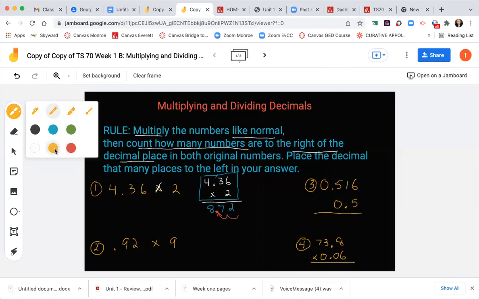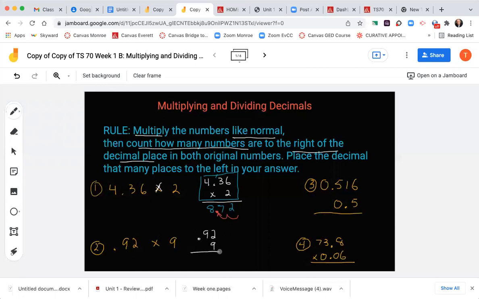Let's take the problem 0.92 times 9. Again, I just wrote the problem out like normal. I'm not worried about where decimals go yet. Then I'm going to do 9 times 2. Okay, 9 times 2 is 18. So put the 8 here, put the 1 up here. 9 times 9 is 81, plus 1 is 82.